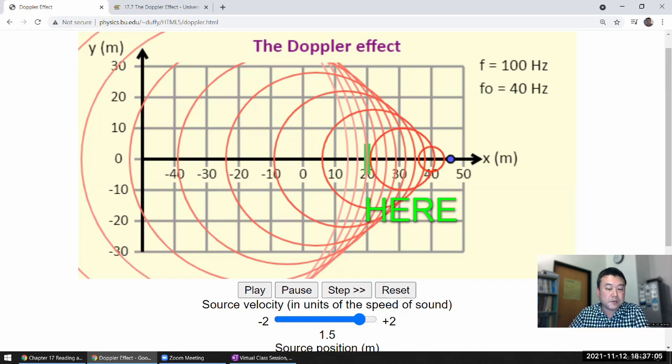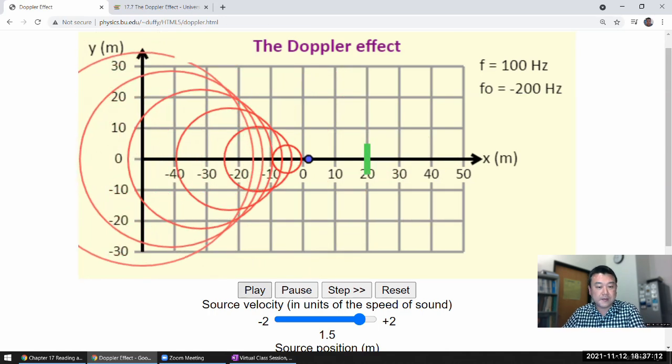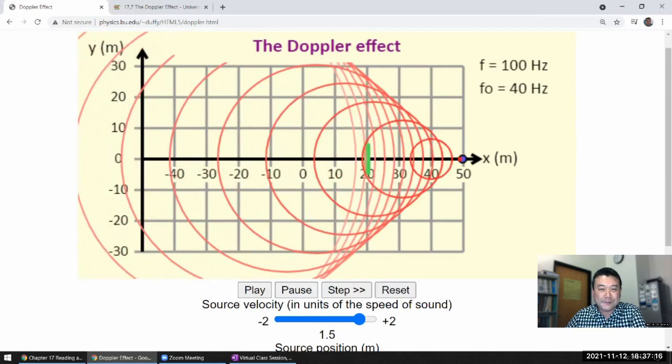And that's what happens when the source moves faster than the speed of the wave. This happens with the sound wave, quite obviously, and you can also hear it from time to time when you're in the right place at the right time. And this can also happen with light waves.